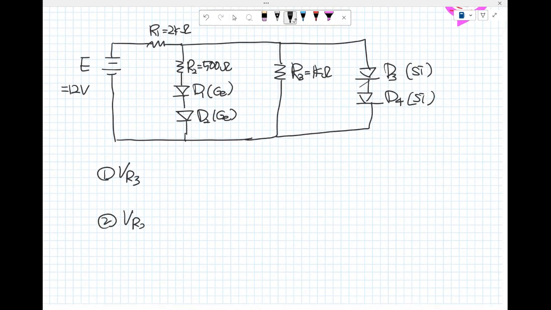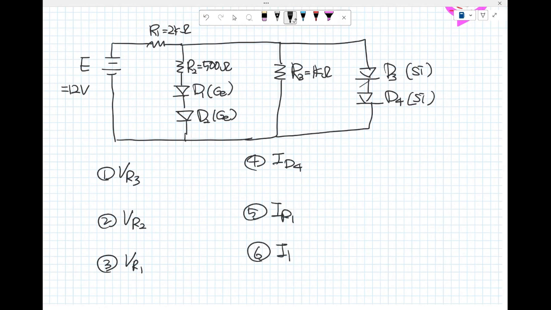Question 2, what is V sub R sub 2? Question 3, what is V sub R sub 1? Question 4, what is I sub T? Question 5, what is I sub R sub 1? Question 6, I sub R sub 2. Question 7, I sub R sub 3.